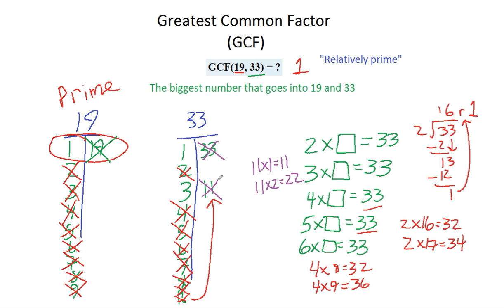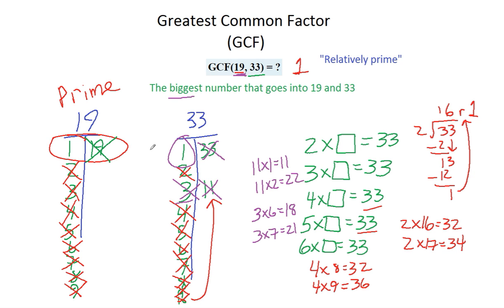So 11's off. What about 3? 3 times something to get 19. No, 3 times 6 is 18. 3 times 7 is 9. Or excuse me, 3 times 7 is 21. We were going for 19 now, so we missed it. So 3 would be off the list. So again, we come down to 1. 1 is the only common factor, so by default it's the biggest common factor.